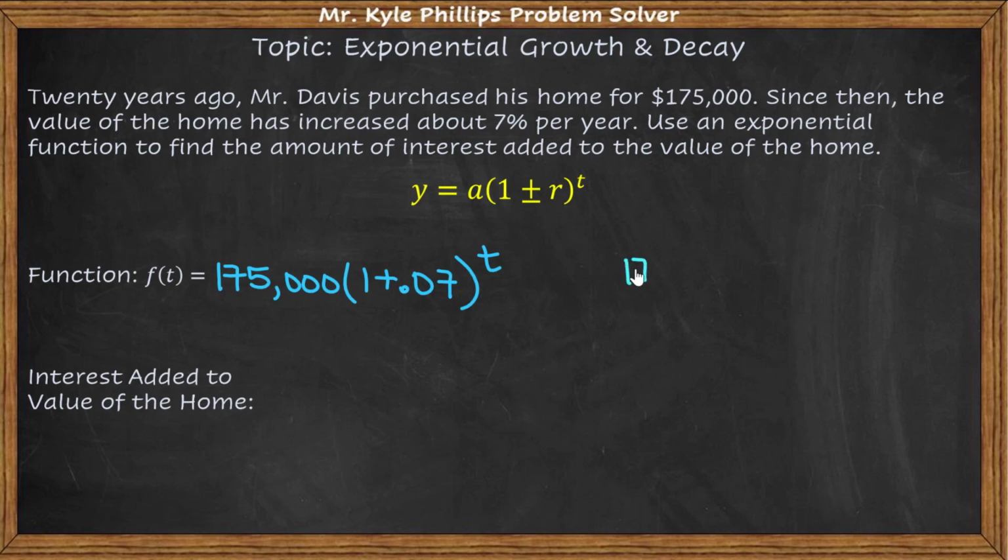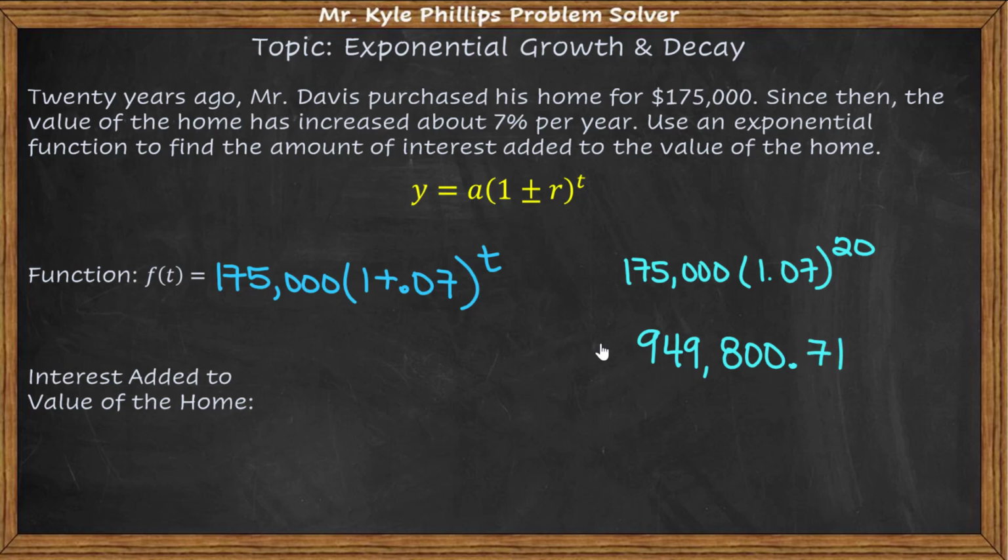We're going to say 175,000 times 1.07, and we're going to raise this to the 20. This is going to tell us the value of the home today. So right now the house is worth $949,800 and roughly 71 cents. All right. Now, this is not the amount of interest added. The house started at 175. This is what it's worth now. I need to subtract these two to figure out how much interest was added to the value of the home.